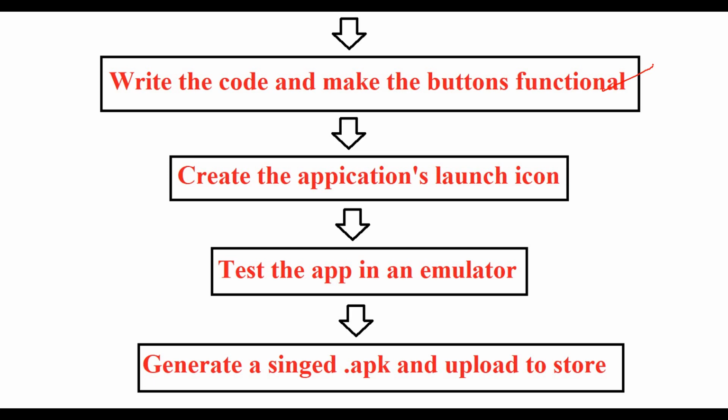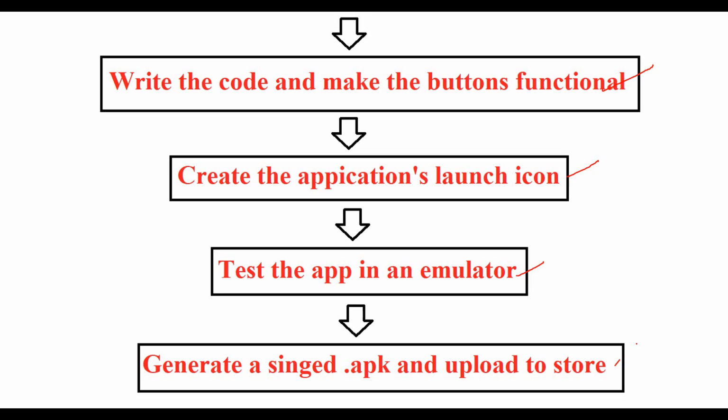So let's say that there is a sign in button, right? Again, there would be an on-click listener for the sign in, and inside that on-click listener we are going to exchange the tokens or whatever is supposed to be done, right? And then we created the application's launch icon. I just showed you guys how to create the application's launch icon, and then test the app in the emulator. We just ran it in Nexus 5 and everything went fine, and the application's launch icon changed as well.